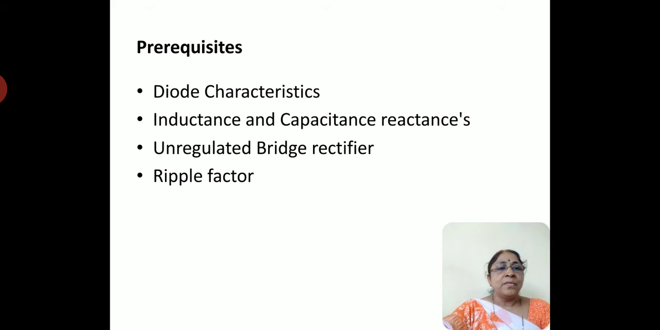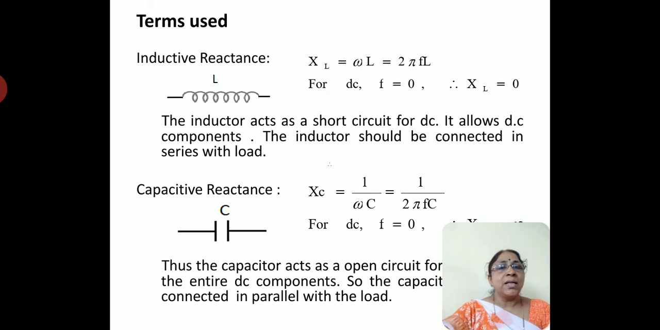Now, we need some prerequisites to study the filter section, that is diode characteristic, that we have already studied in Session 35, and then inductive and capacitive reactances, unregulated bridge rectifier, and ripple factor. So, let us study the terms used.